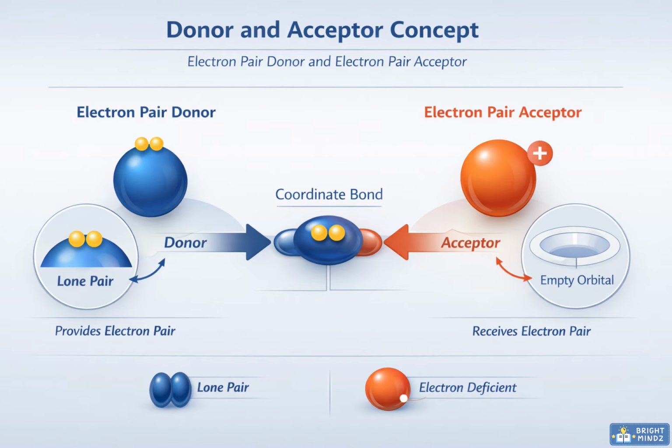In every coordinate bond, the two atoms do not contribute equally at the beginning. One atom acts as the donor because it has a lone pair and supplies both electrons. The other acts as the acceptor because it has space or need for that electron pair. Once donated, the pair is shared between the two atoms.